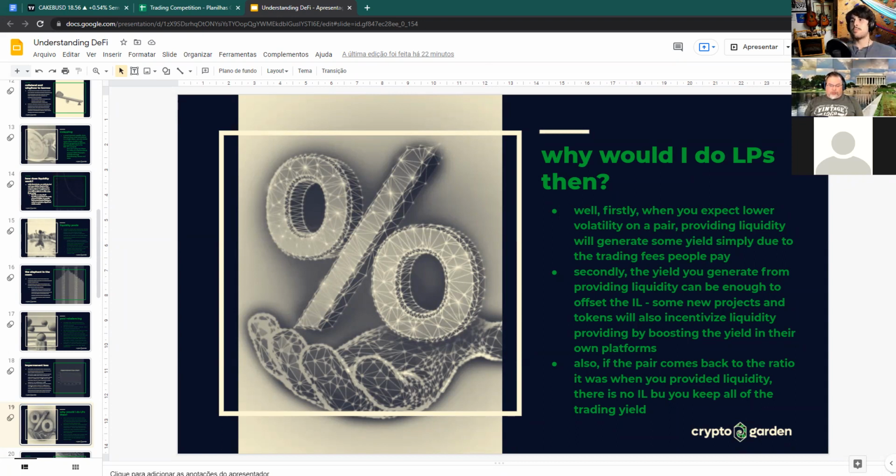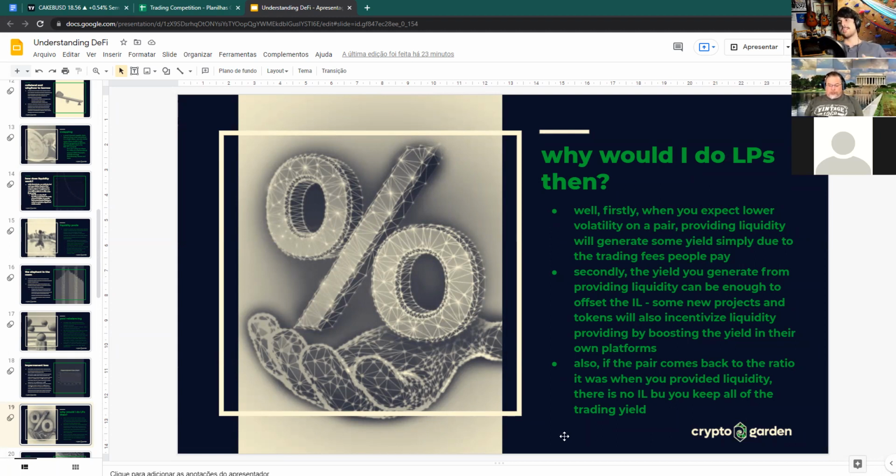So some new projects, some tokens, will offer you additional rewards aside from the trading fees. They will offer you additional rewards for providing to a liquidity pool. That incentivizes people to provide liquidity and makes the token more stable, right? And also, as I said, if the pair comes back to the ratio it was when you provided liquidity, there's no impermanent loss, and you keep all the trading yield that you had.